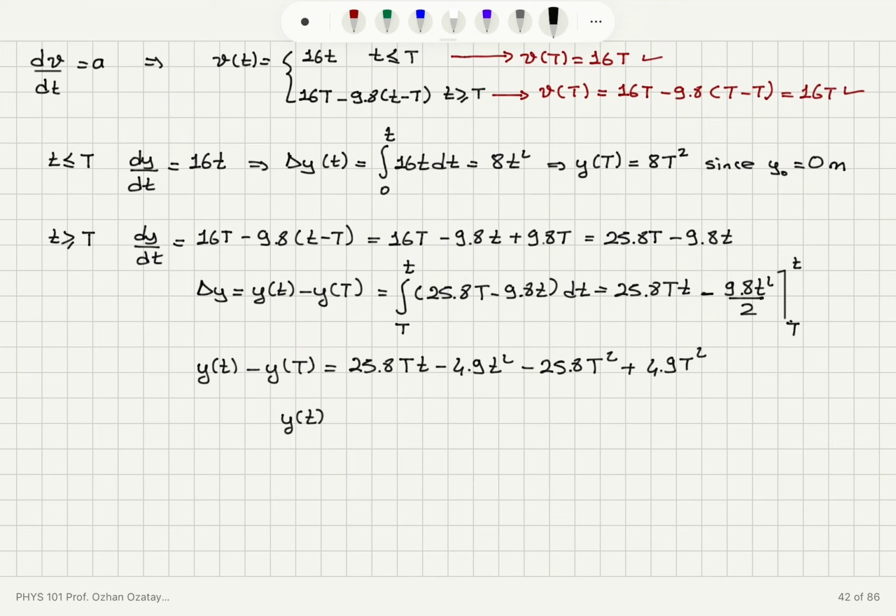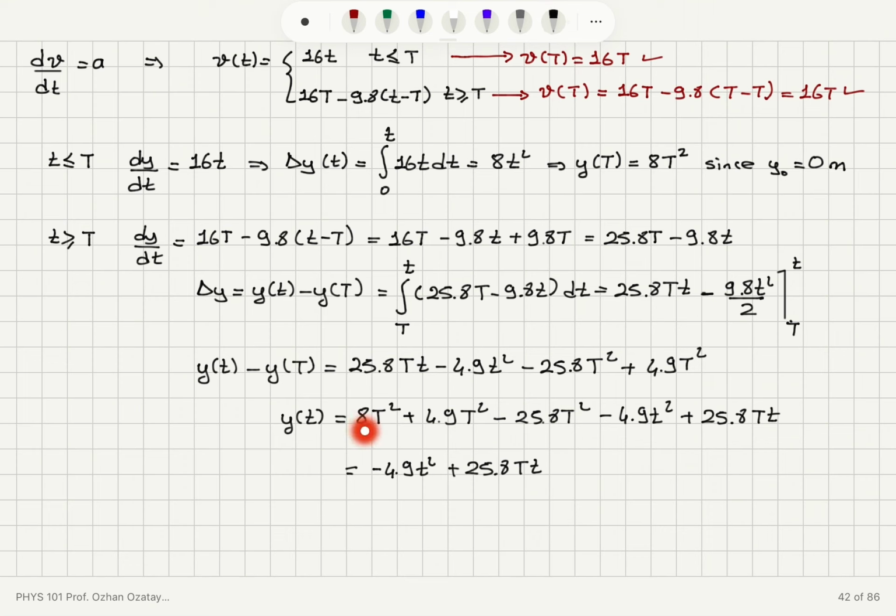So I find that y at time t is y at capital T, which is 8 capital T squared, plus 4.9 capital T squared, minus 25.8 capital T squared, minus 4.9t squared, and I also have plus 25.8 capital T times t here. So if I calculate this, this is minus 4.9t squared plus 25.8 capital T times t.